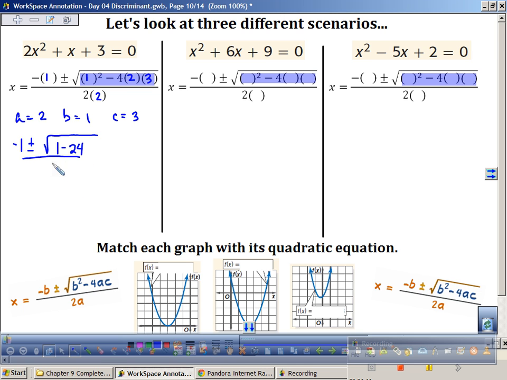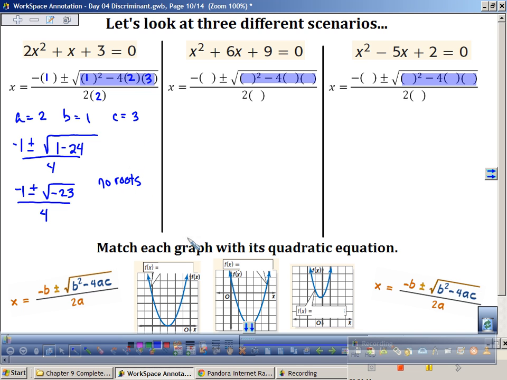All over 4. Well, when I continue to simplify this, I'm going to get -23. Can you solve for -23? No, actually, that's an irrational number, right? So, since this doesn't give me any type of solution, I can already say, just by the fact that there's a negative underneath this radical sign, that there are no roots to this equation.